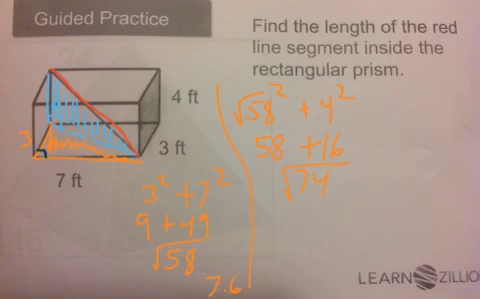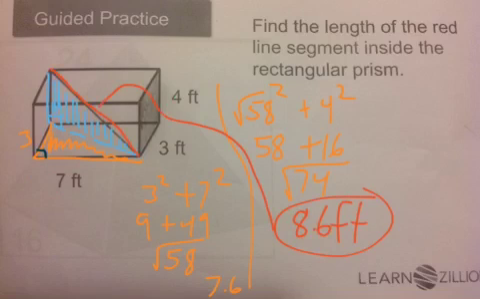And the last step of any Pythagorean theorem is to take the square root of 74. And again, you could leave it as the square root of 74. This red line is the square root of 74, or the decimal value is 8.6 feet. Okay. So again, very similar to the cube. I just got to do the Pythagorean theorem twice. Once to find this dashed blue line, and then once you get the dashed blue line, you can go ahead and calculate the red line. Okay. So let's take a look at another shape.